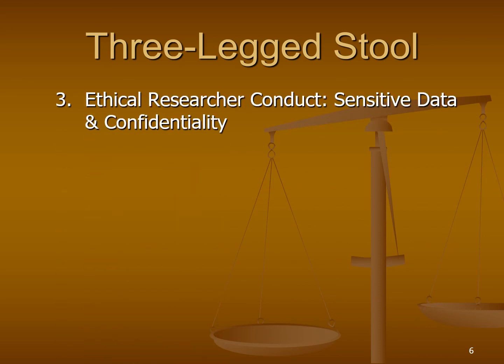And then finally, that third leg of the stool is making sure that we have ethical research conduct. One of the key things for us, once again, is we don't just ask people surveys about what kind of food do you like to eat or how much do you exercise. In the field of criminal justice, we ask about some really sensitive data. And therefore, anonymity or confidentiality are extremely important in our field.